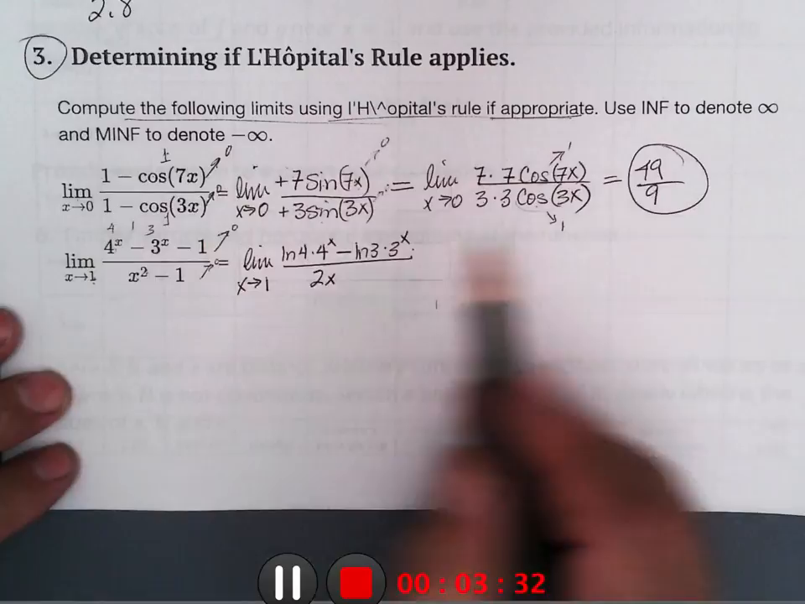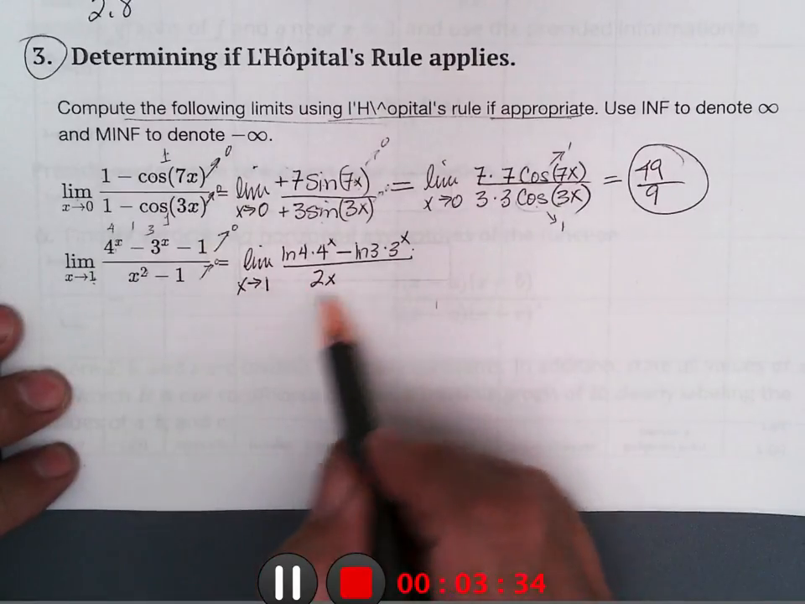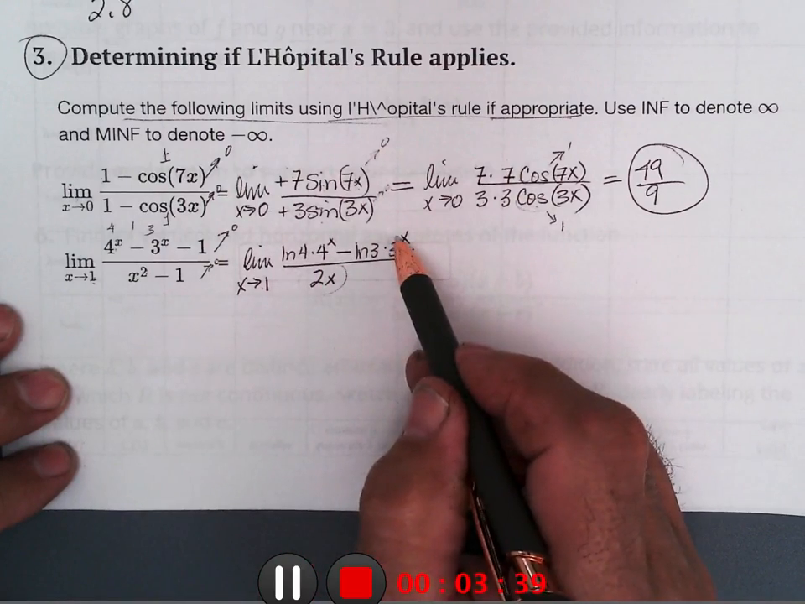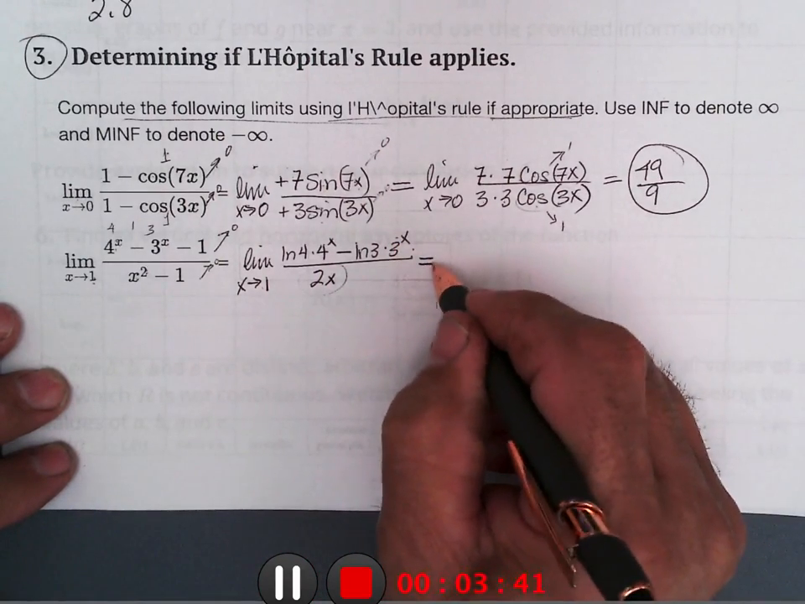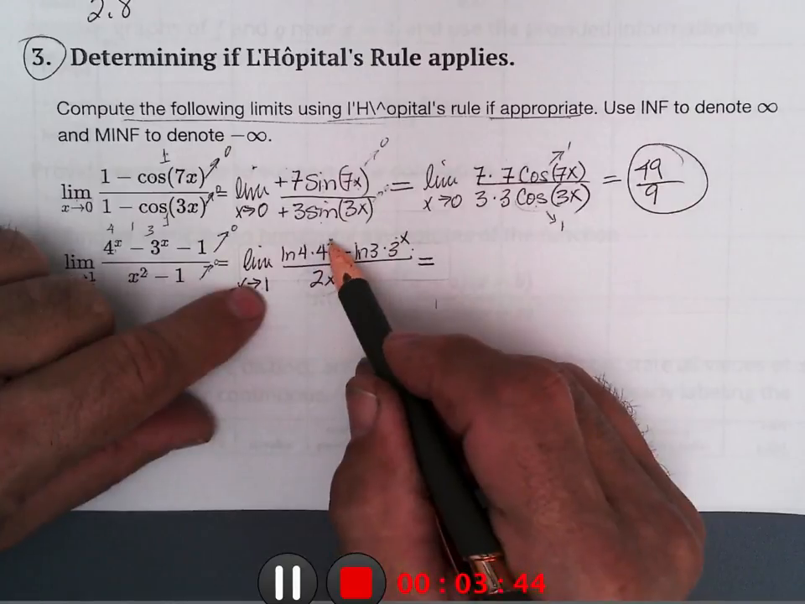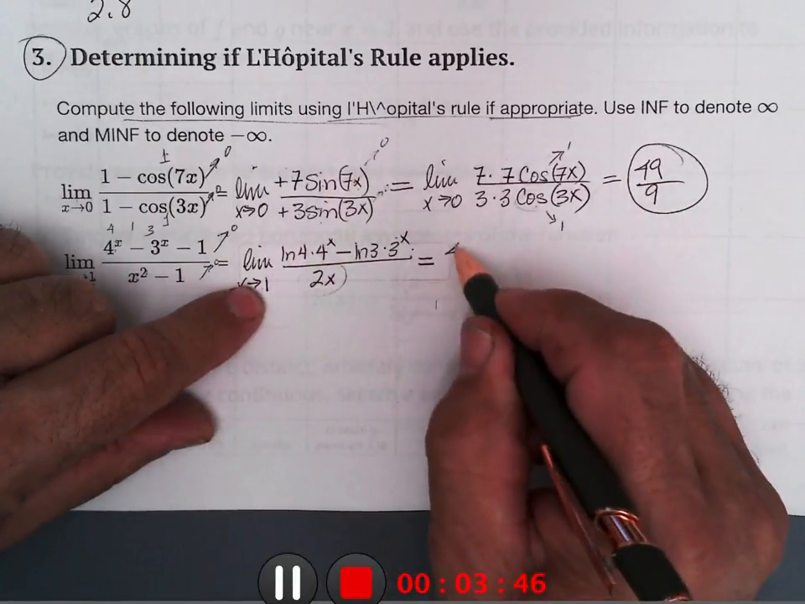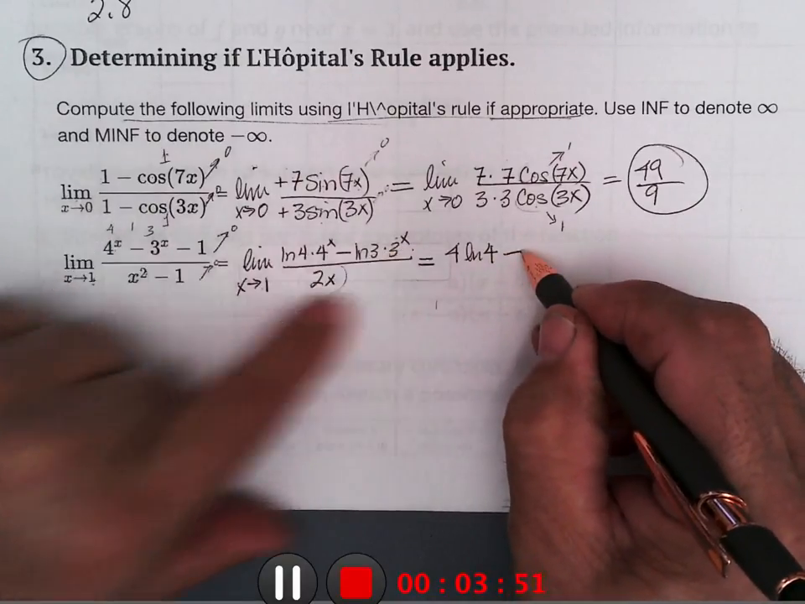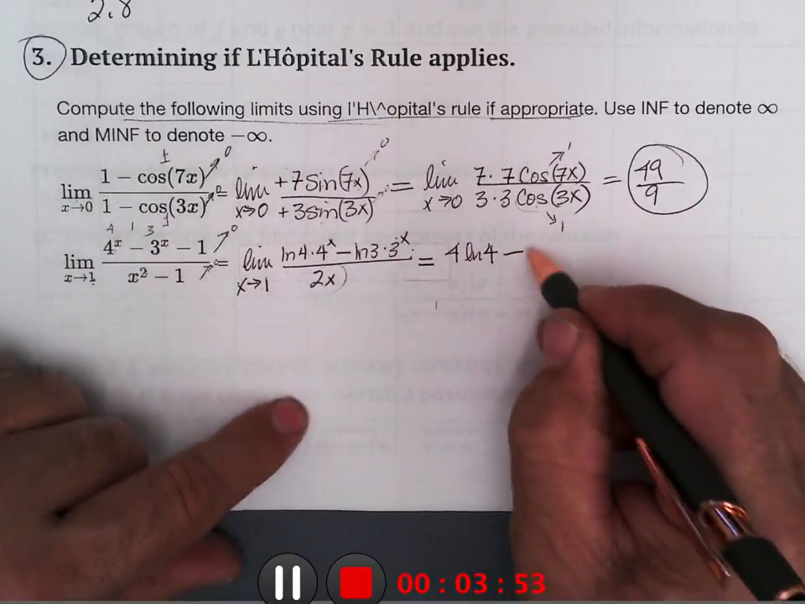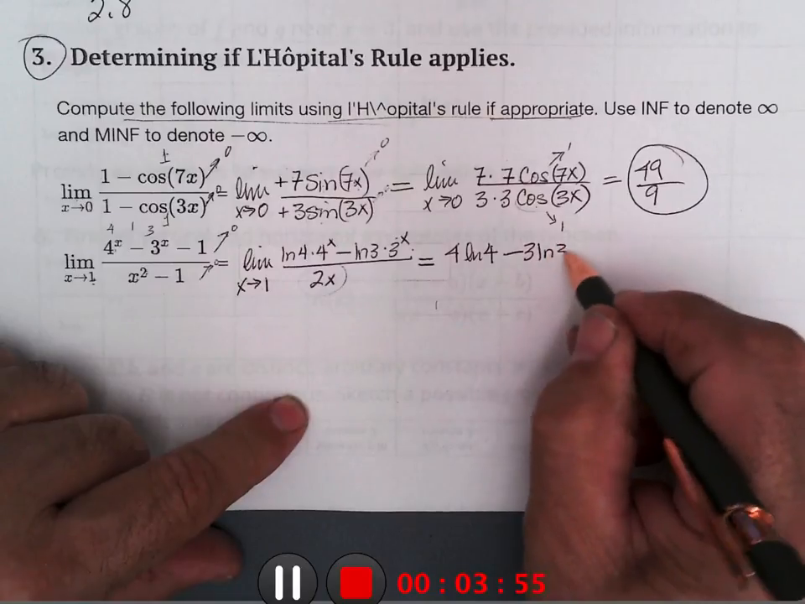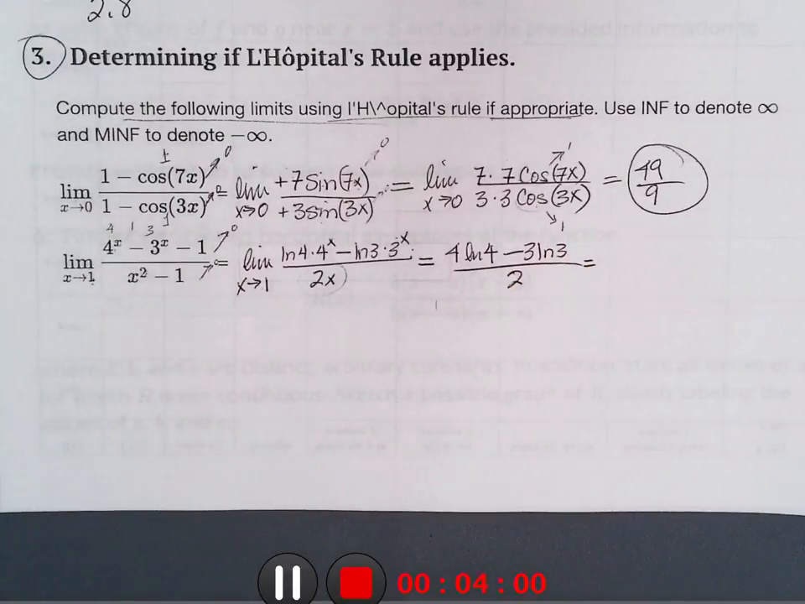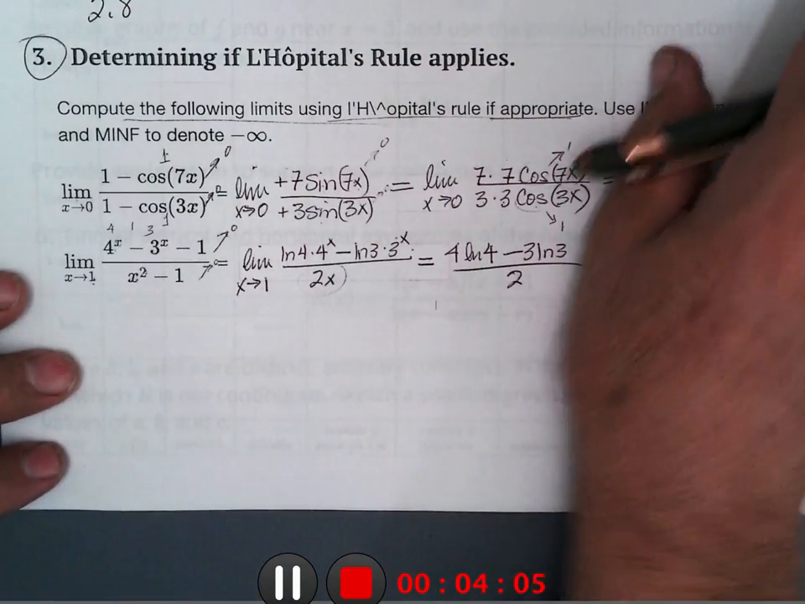Now as x goes to 1, the denominator will get close to 2, and this will not be 0, so I'm going to get out of this, 4 to the 1 is 4, so I'm going to get 4 ln 4 minus 3 to the 1, which is 3 ln 3, over 2, and I can work out a decimal for that, but that's basically what you've got to do for that one. Let's look at number 5.